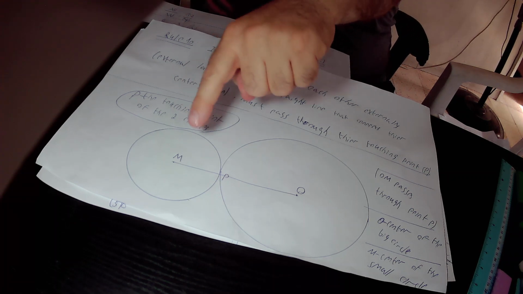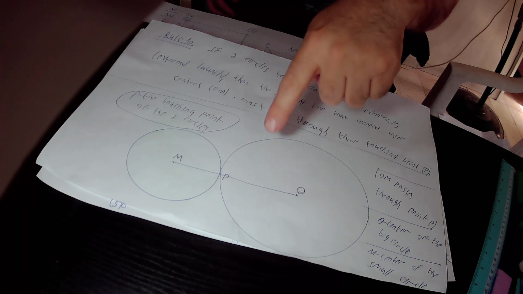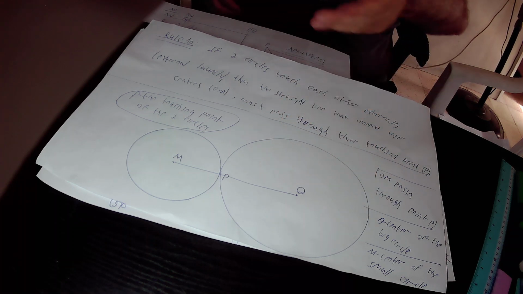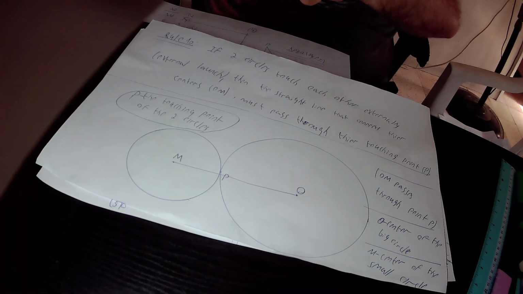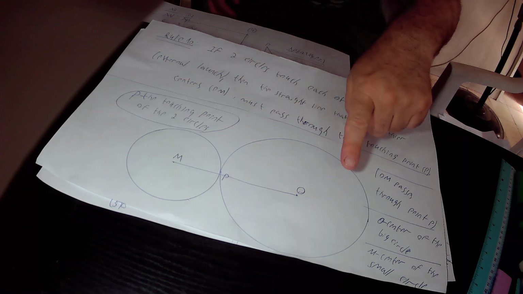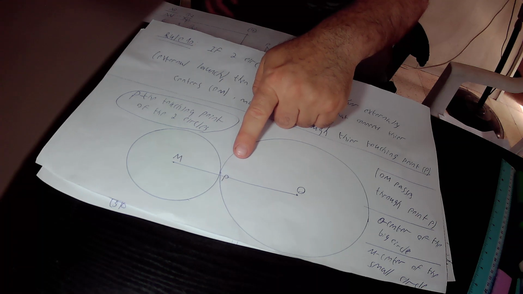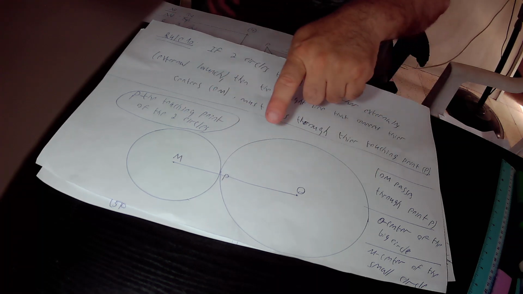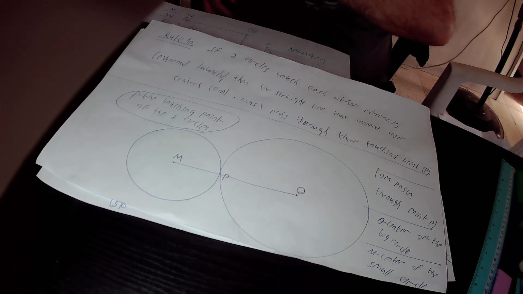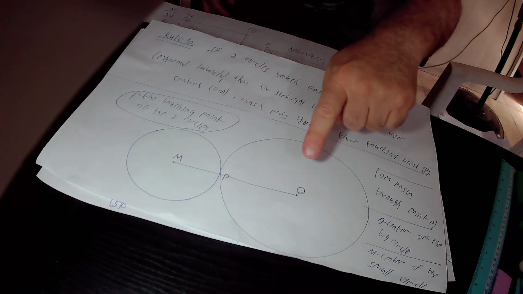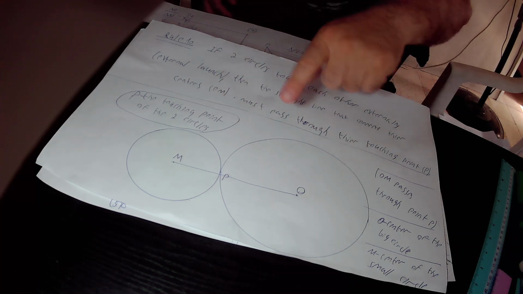The center of this small circle is at point M. The center of this big circle is at point O. And the straight line that connects the centers together is of course the straight line MO. The straight line MO must pass through point P, that is their touching point. Or MPO is one straight line.